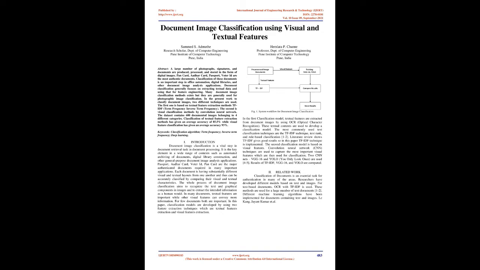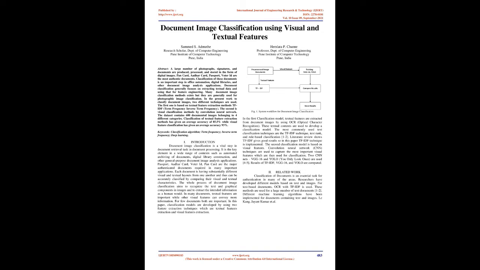In the first classification model, textual features are extracted from document images by using OCR, optical character recognition. These textual contents are used to develop a classification model. The most commonly used text classification techniques are the TF-IDF technique, TextRank, and rule-based classification 1-2. Literature review shows TF-IDF gives good results, so in this paper the TF-IDF technique is implemented.